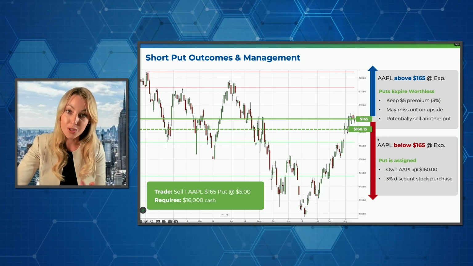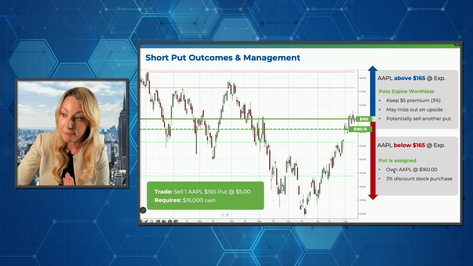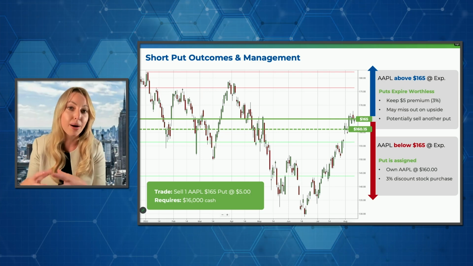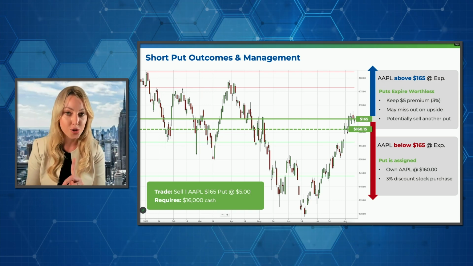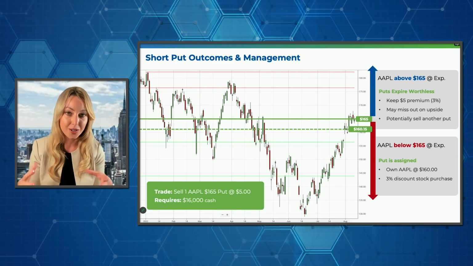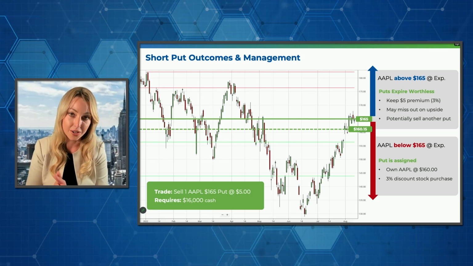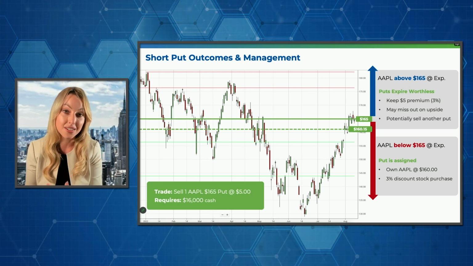And if it does move adversely or go down, then we are just assigned, we buy Apple at 160 effectively, because we're obligated to buy at 165, but we receive $5 per share because one contract represents 100 shares altogether. So this is the way that options traders utilize cash secured puts to buy stock.